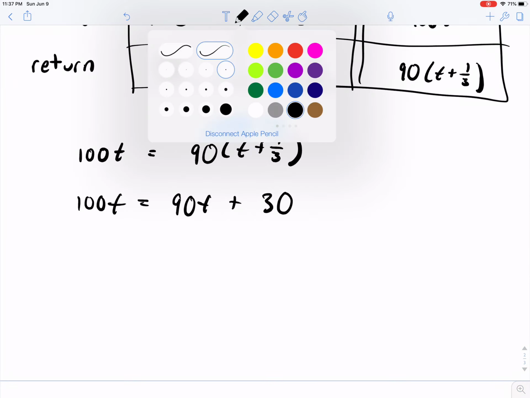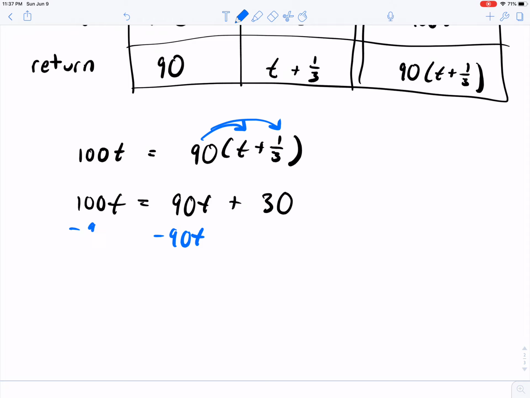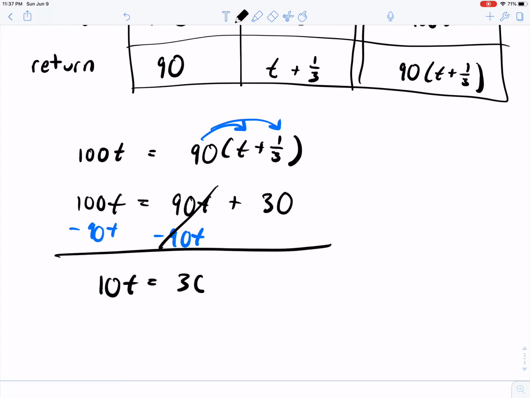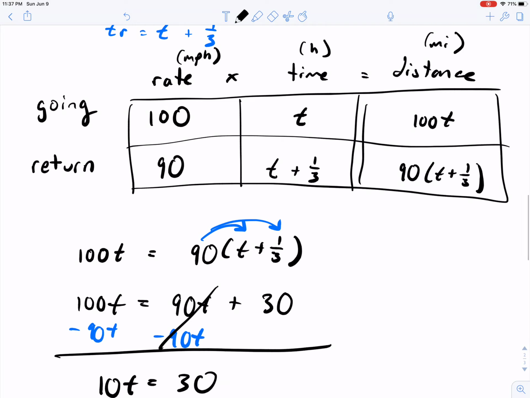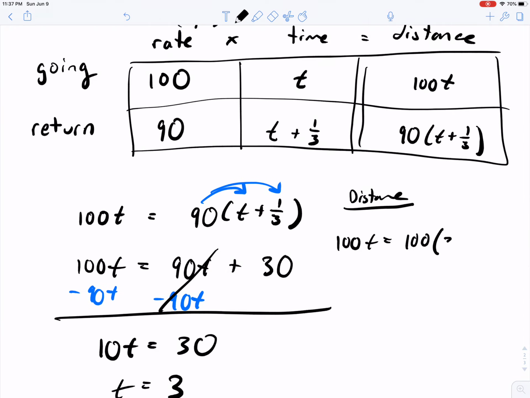So let's isolate the variable. I'm going to move the variable to the left by subtracting the 90t on both sides. So then 100 minus 90 is 10t equals 30. So divide by 10. The time, it looks like, was 3 hours. And that's the time going. A third of an hour is like 20 minutes, so it's like an hour and 20 minutes coming back. But we just want the distance, right? So the distance is going to be 100 times t. So that's 100 times 3, which should be 300 miles.